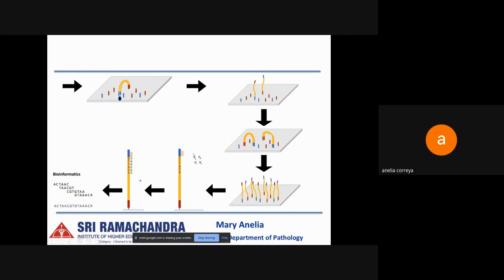So if it is adenine, then thymine, which is labeled with blue color, will be added. So when thymine is added, we'll get a blue color fluorescent intensity. Same way, for guanine, when cytosine is added, we'll get a red color intensity. So based on the colors which are obtained, we'll be able to get the complementary nucleobase sequence. And using bioinformatics techniques, we can compare it with the reference genome and identify even tiny nucleotide variants.